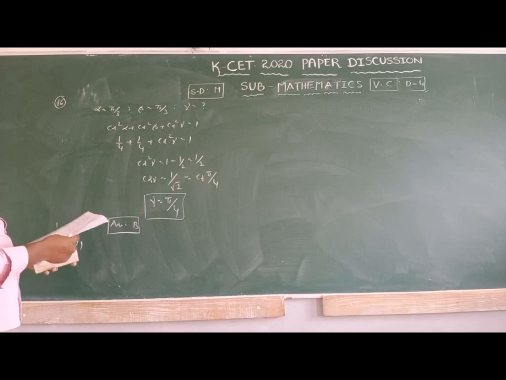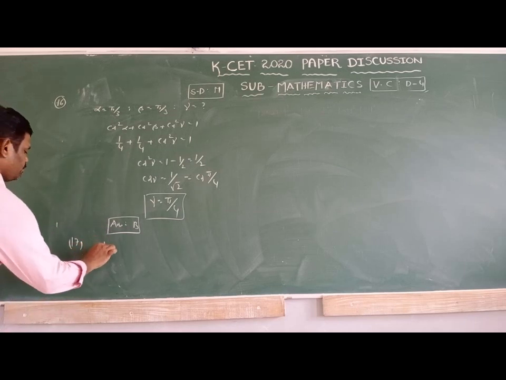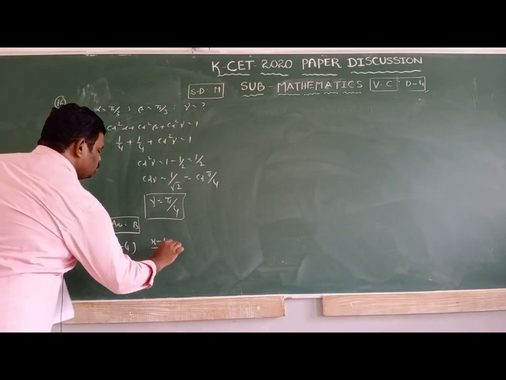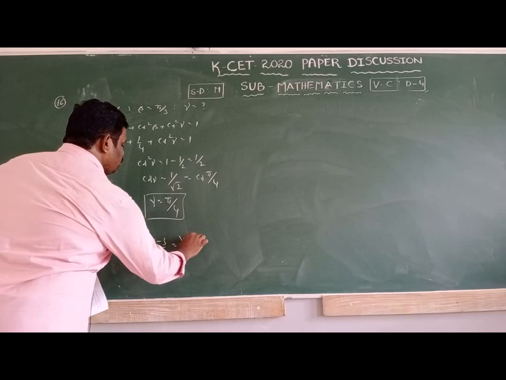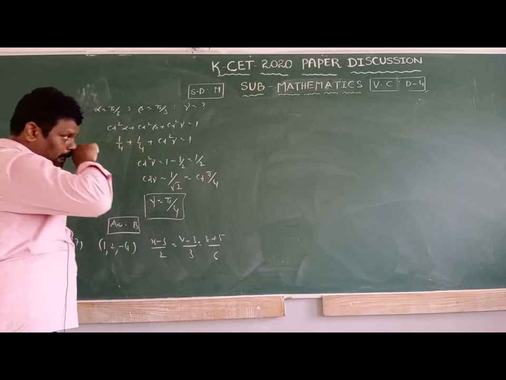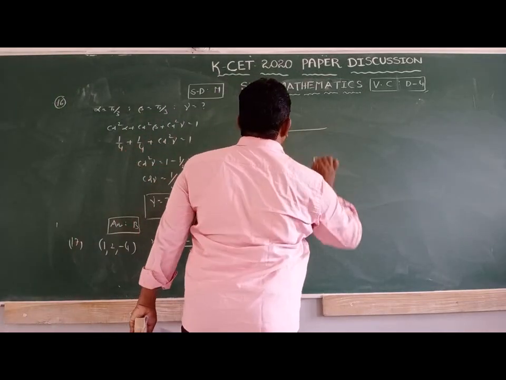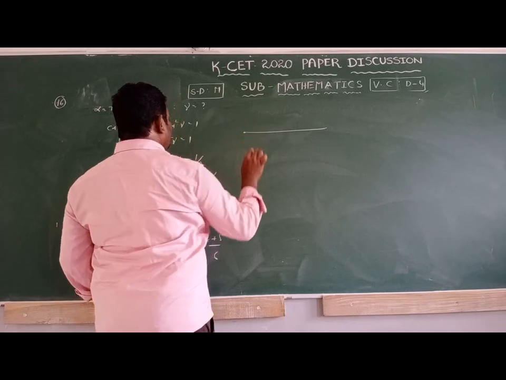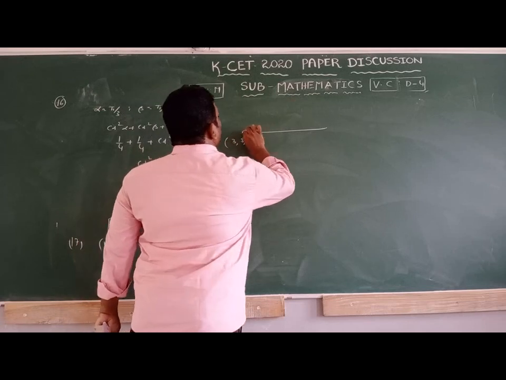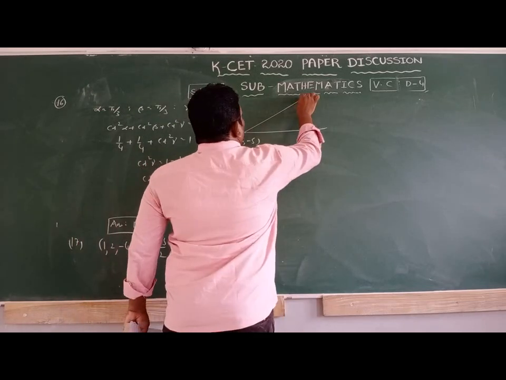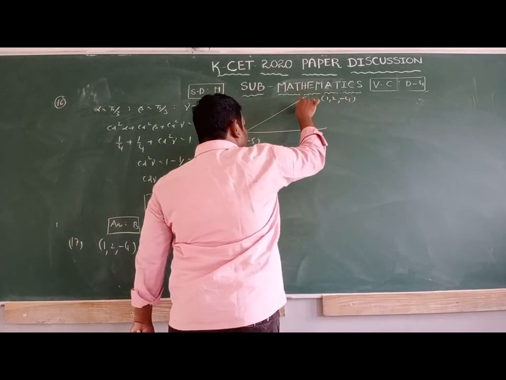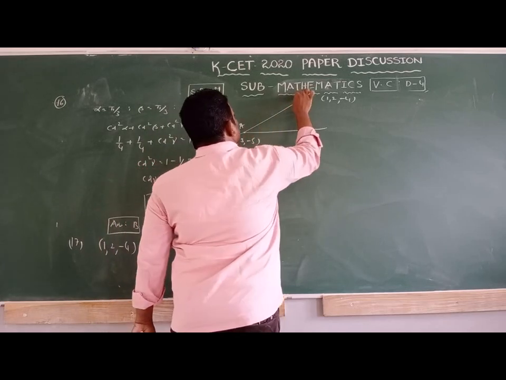Next, 17th bit. What is given here? A distance problem. The point given is 1, 2, minus 4, and the line equation is (x minus 3) by 2 equal to (y minus 3) by 3 equal to (z plus 5) by 6. This is the line equation. Now, one point on the line is 3, 3, minus 5. Another point given is 1, 2, minus 4. From that point, draw one perpendicular.